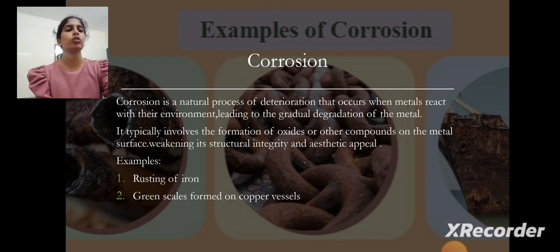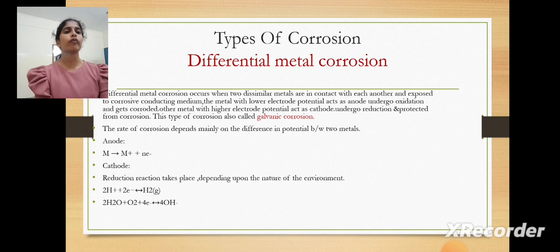Next we move on to the types of corrosion. There are four types of corrosion: differential metal corrosion, differential aeration corrosion, waterline corrosion and pitting corrosion. So first, differential metal corrosion. It means when two dissimilar metals are in contact with each other and exposed to a corrosive environment.